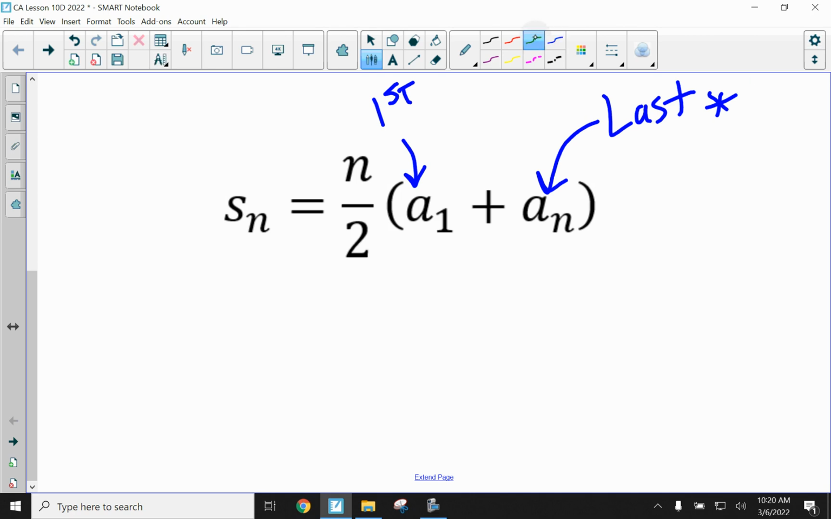One thing I would also like to point out is that anytime we're finding the sum, the formulas for sum will always have an S in the front, okay? The N represents how many terms you're trying to add up. So if I wanted to find the sum of the first 10 terms, N would equal 10, and that means that this N would also equal 10. So we're going to use the formula a couple times.